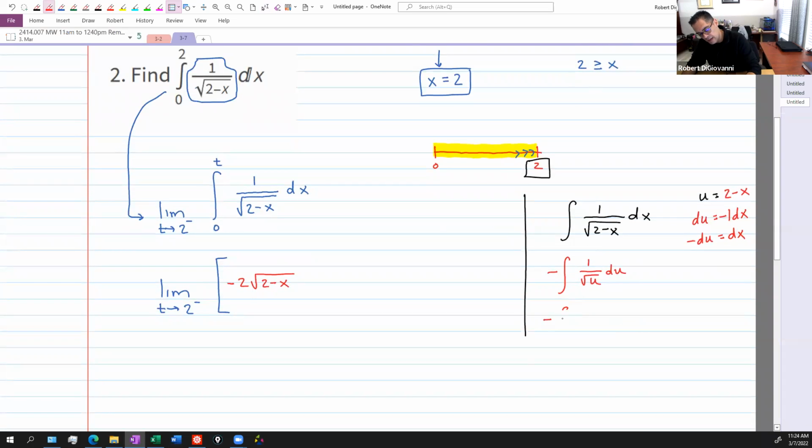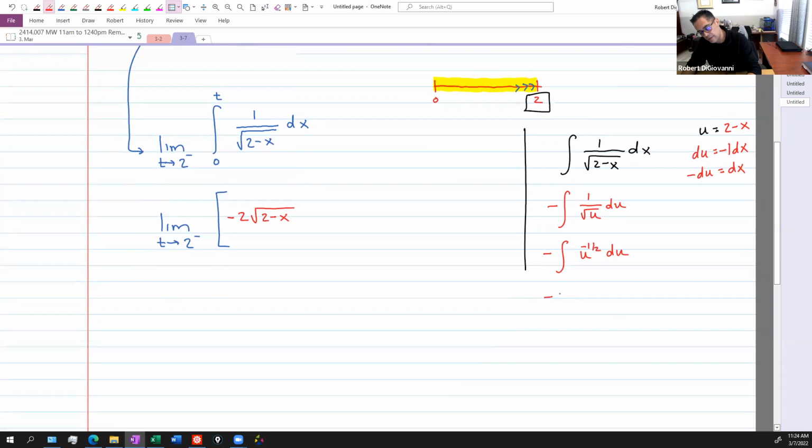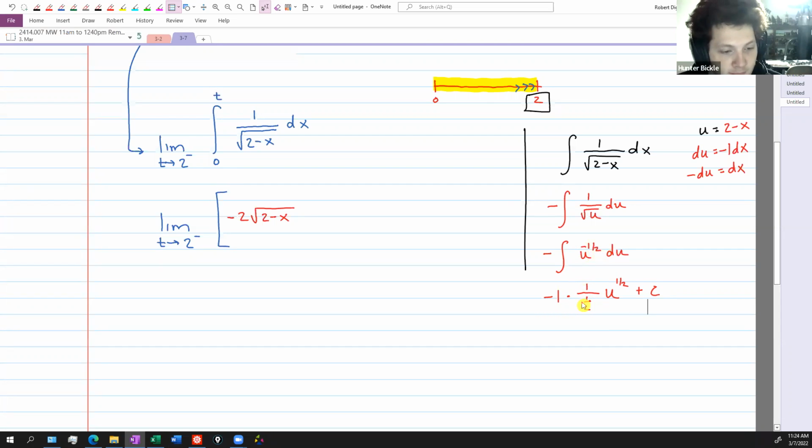That's the same as negative integral of u to the negative 1/2 du, right? And then that's going to become negative 1 times, now the antiderivative of this is 1 over, you have to add 1 to this, so you get 1/2, and then u to the positive 1/2 plus c. So that's where the 2 comes from, 1 over a half. I don't know how I keep on forgetting that. Yeah. Does that make sense, everyone?